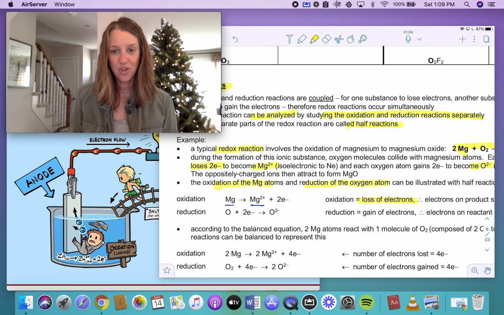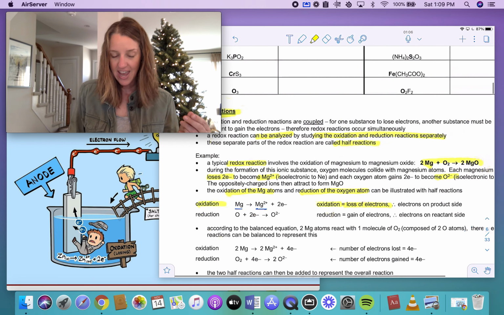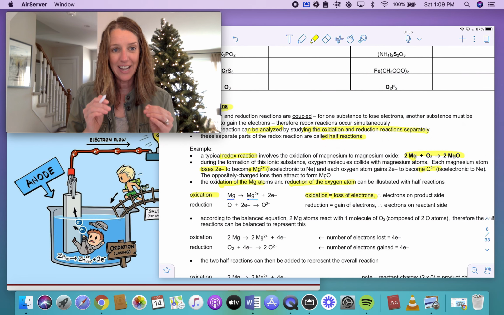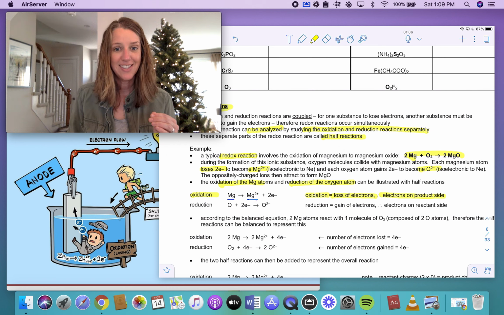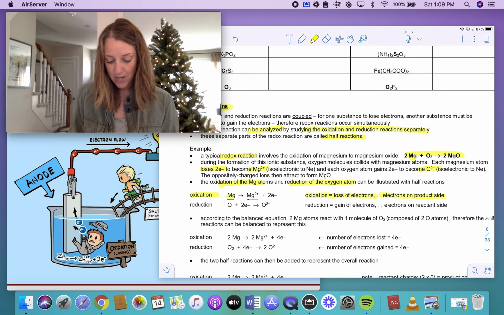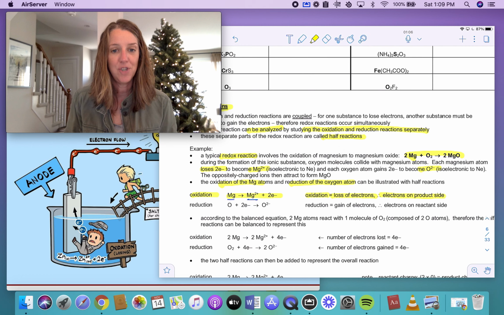A loss of electrons, that's oxidation. Remember Leo the lion? Losing electrons is oxidation. And so when something loses electrons, where do those electrons show up? If they've lost electrons, the electrons are going to show up on the product side. Okay, so you would write the half reaction as Mg to Mg2+ + 2 electrons.